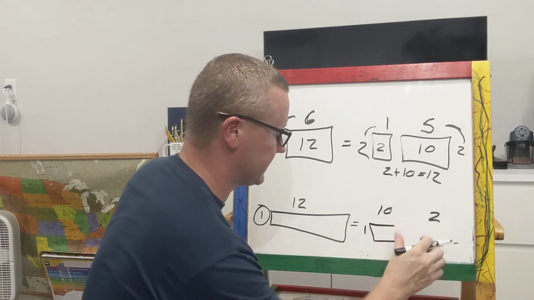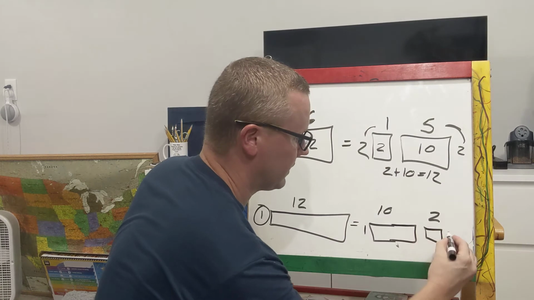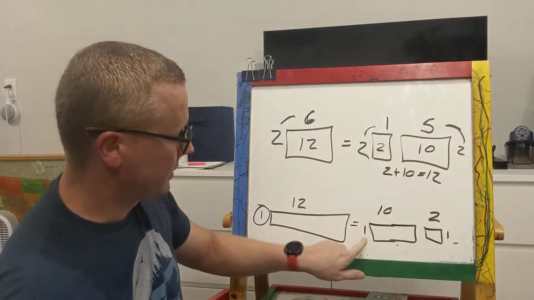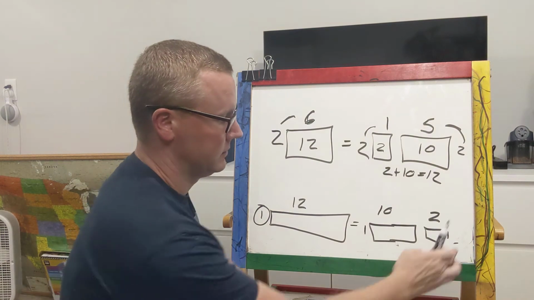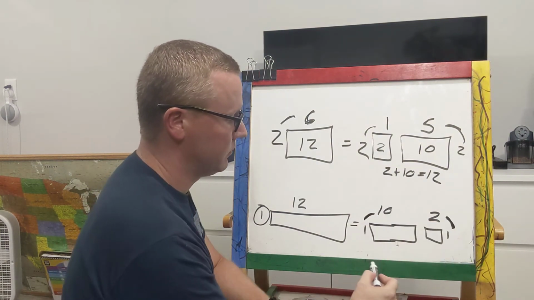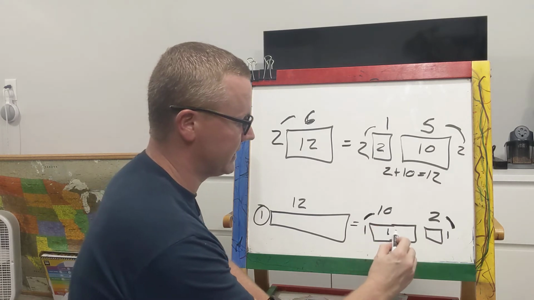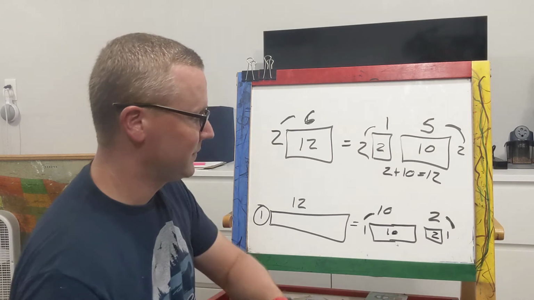That'll be a little bit bigger because it's a 10. And then it's a 1 by 10 and a 2 by 1, or a 1 by 2. When I multiply my factor pairs here, what do I get? 1 times 10 is 10. 1 times 2 is 2.